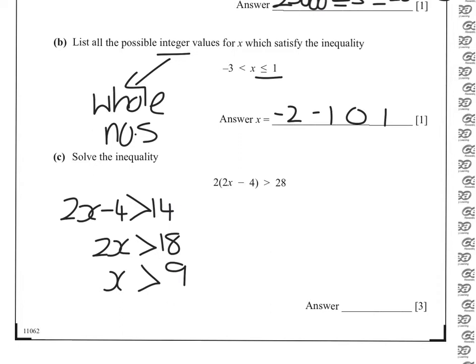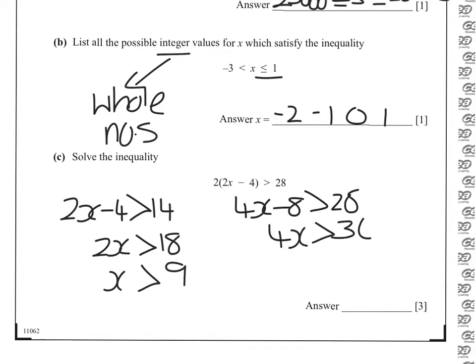We could have expanded the brackets, so 4x minus 8 is greater than 28. 4x is greater than 28 plus 8, which is 36. X is greater than 36 divided by 4, which is 9.